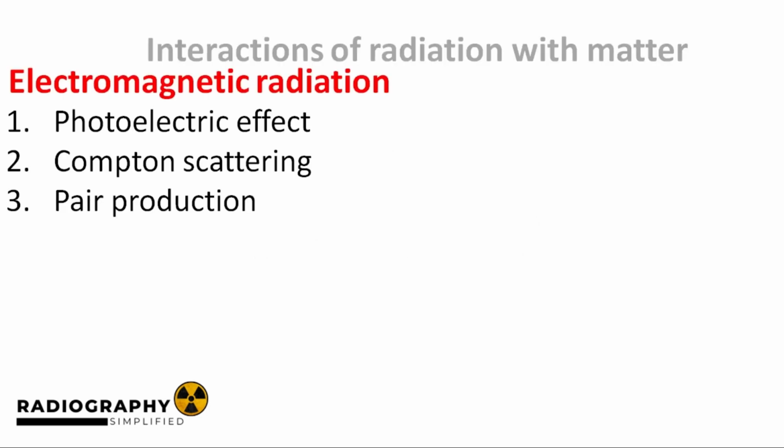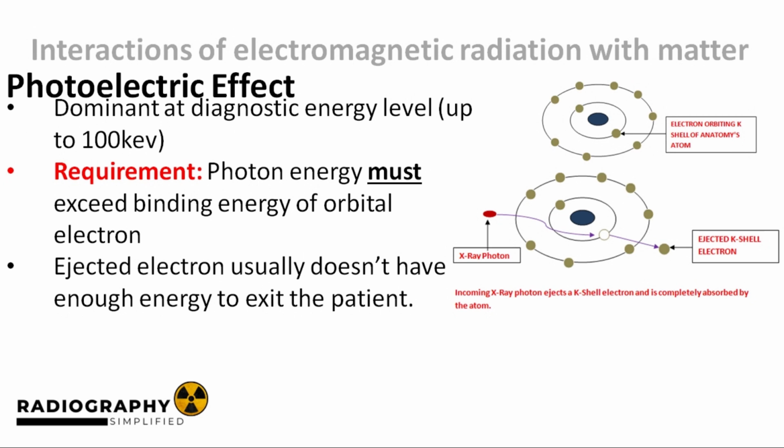Three common interactions that occur between electromagnetic radiation such as X-rays and matter include photoelectric effect, Compton scattering, and pair production. First, the photoelectric effect. This commonly occurs at X-ray photon energies up to 100 kiloelectron volts. This range of kiloelectron volts is known as the diagnostic energy level, because this is the range of X-ray energy utilized in diagnostic imaging.